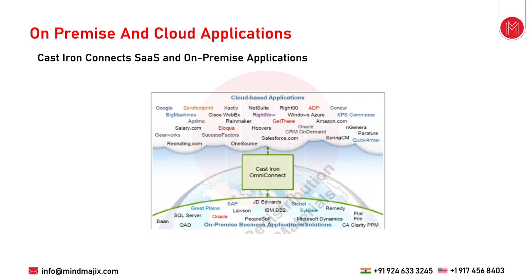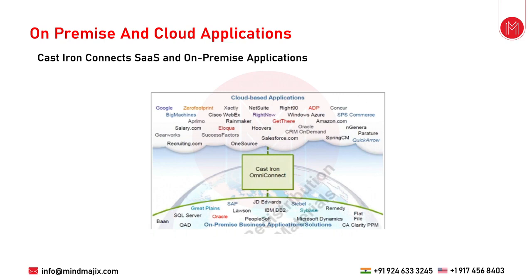And when coming to the SaaS applications, when I'm saying SaaS applications, cloud applications and off-premise applications, all three are the same, we just have different names. So we have different SaaS applications like Salesforce.com, and you can see many more. If you observe in this picture, Cast Iron is connecting the on-premise applications and the SaaS applications.